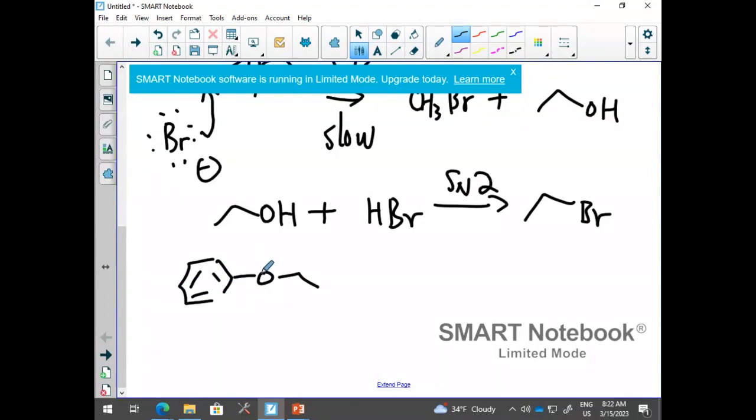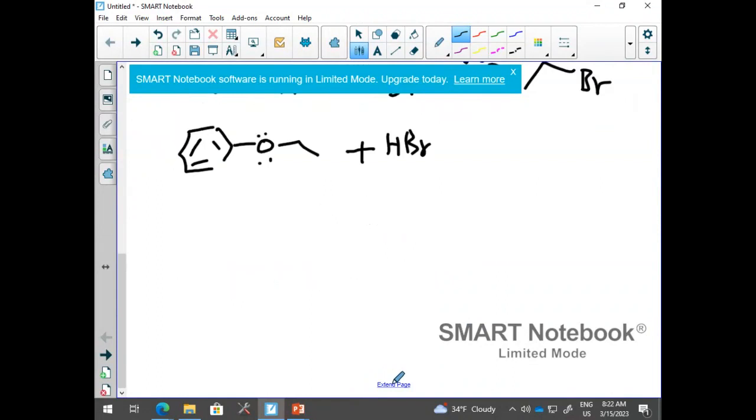So if you have this guy, ethoxybenzene, and we treat it with an excess amount of HBr, what will happen? Okay, so the first thing, you probably can guess what will be happening. Can anyone tell me? We already discussed the other ethers. What is the first thing that will be happening? Protonation, very good. Thank you, Nadia.